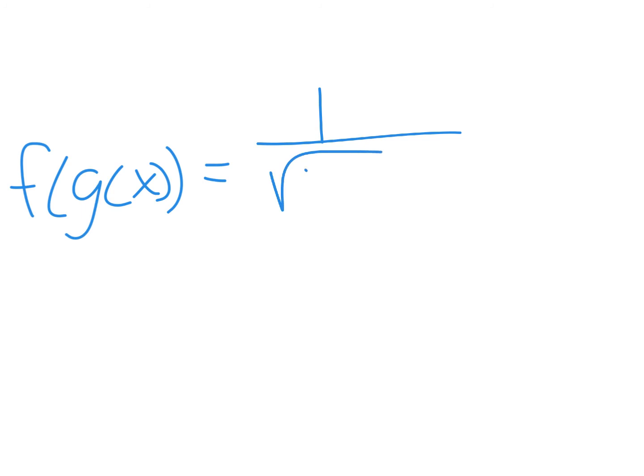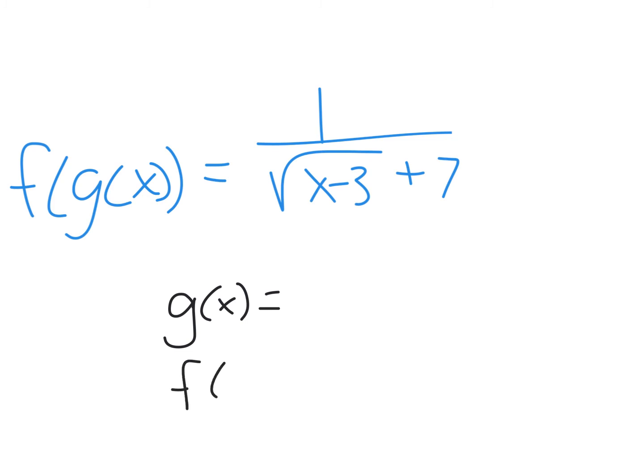All right, so here's one. Let's say we had f of g of x came out to an answer of 1 over the square root of x minus 3 plus 7 on the outside of the square root, but on the bottom. And let's say that's the composition. What could g of x have been? The thing that got eaten. And then what would f of x have had to have been?